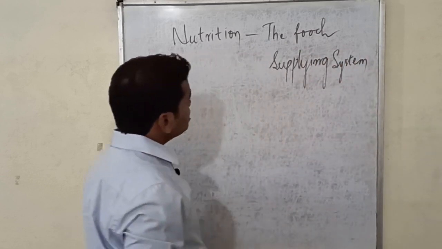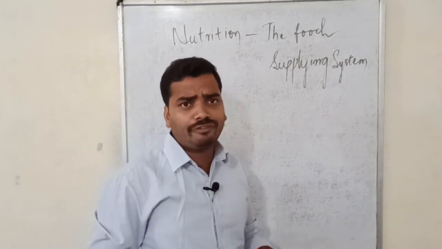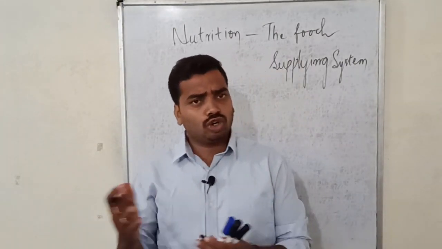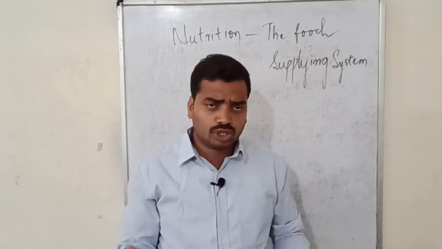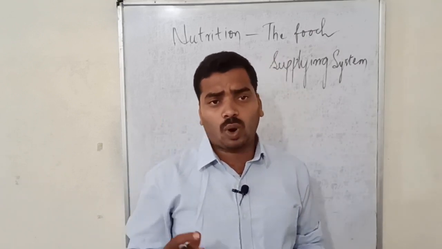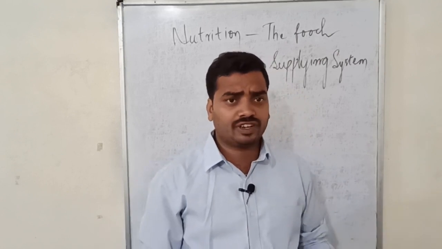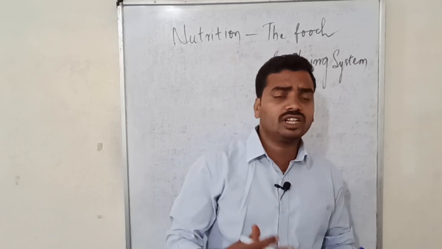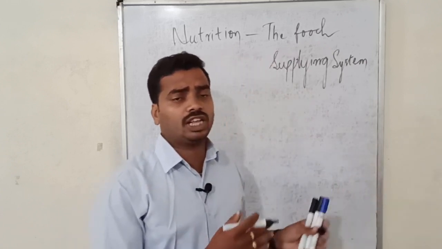In this particular chapter, we are going to discuss types of nutrition, that is autotrophic nutrition and heterotrophic nutrition, and how exactly autotrophic nutrition takes place. What are the different cases in heterotrophic nutrition? There are so many different types: saprophytic, parasitic, symbiotic. Those are also we are going to learn in this particular chapter.